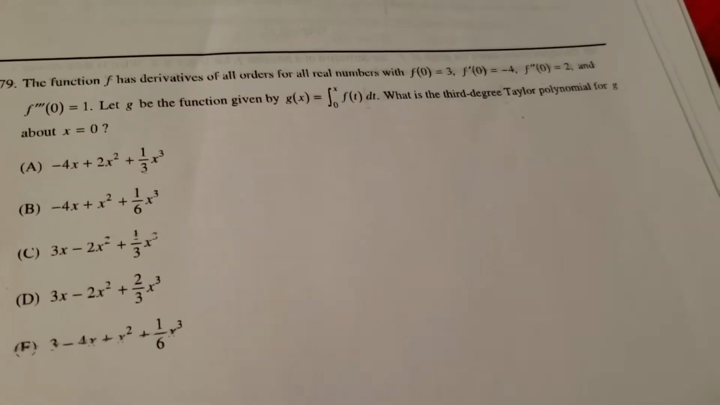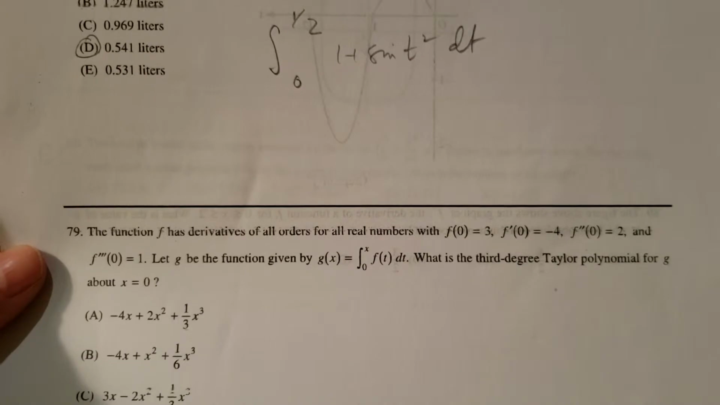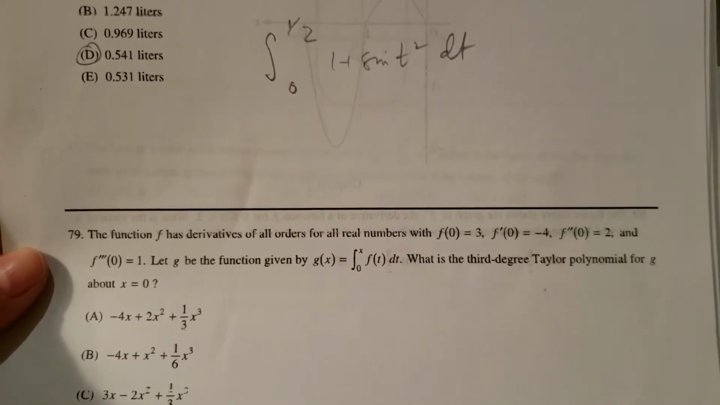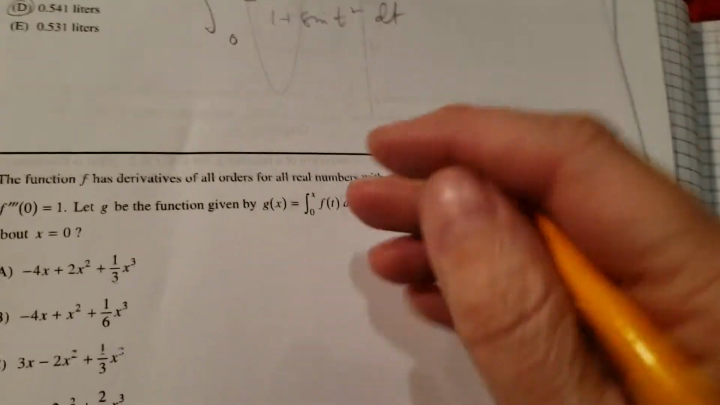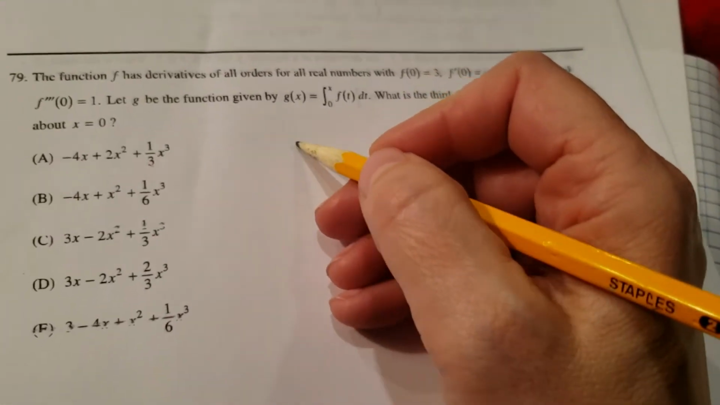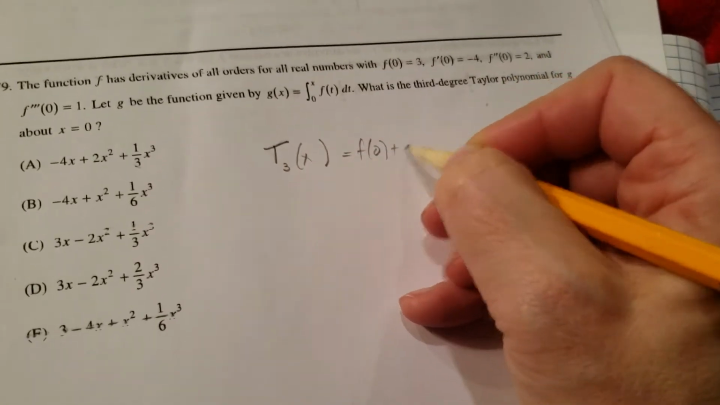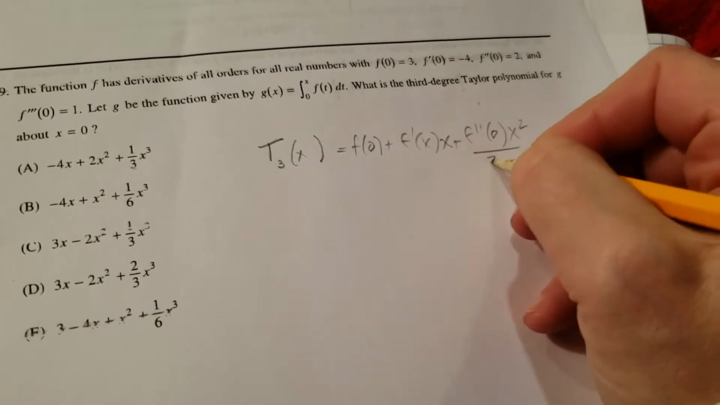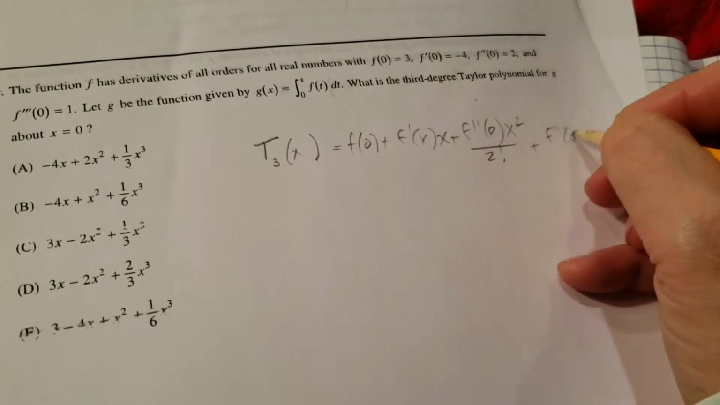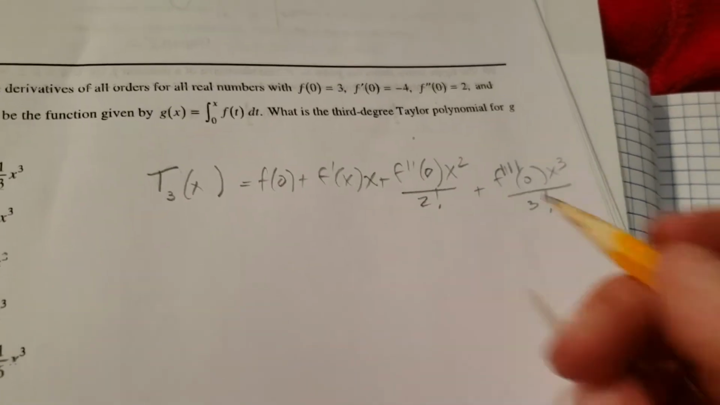The function f has derivatives of all orders for all real numbers. F of 0, f prime, f double prime, and f triple prime are given. We want the third degree Taylor polynomial for g about x equal to 0. So that's basically the formula, right? Third degree. So the Taylor polynomial, third degree, is going to be f of 0 plus f prime of 0 x plus f double prime of 0 x squared over 2 factorial plus f triple prime of 0 x cubed over 3 factorial. Just by the formula. So they gave us everything.